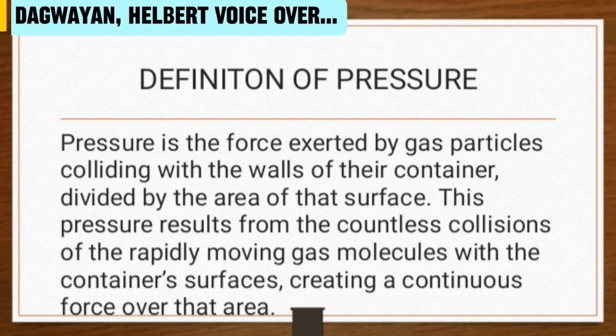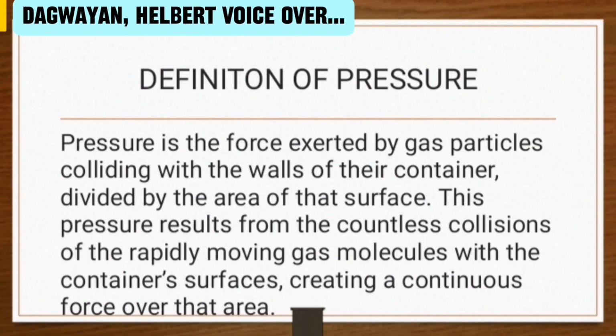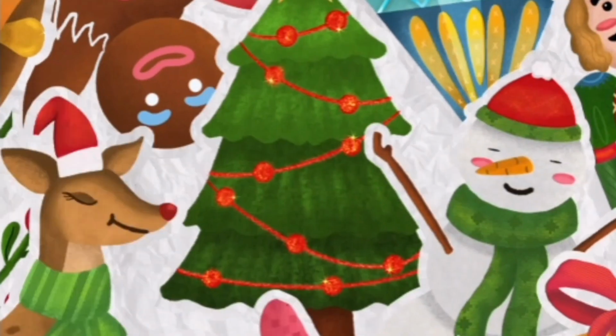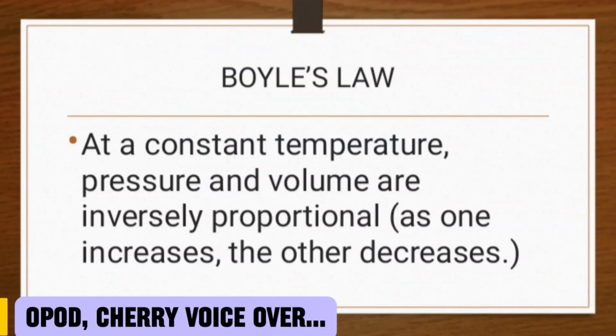Definition of pressure. Pressure is the force exerted by gas particles colliding with the walls of their container, divided by the area of that surface. This pressure results from the countless collisions of the rapidly moving gas molecules with the container's surfaces, creating a continuous force over that area. Boyle's law: at a constant temperature, pressure and volume are inversely proportional.